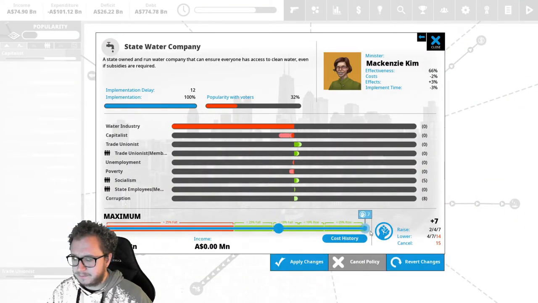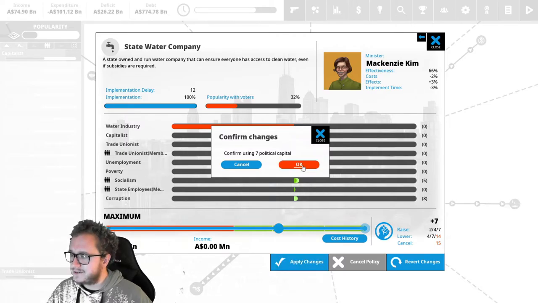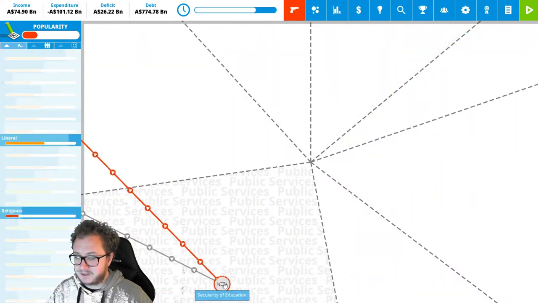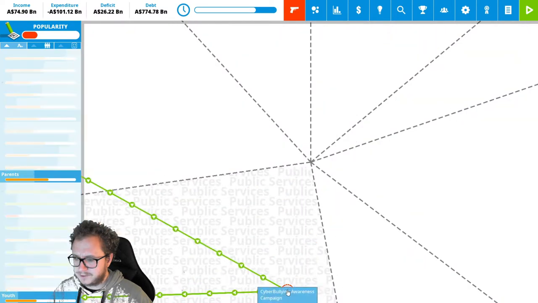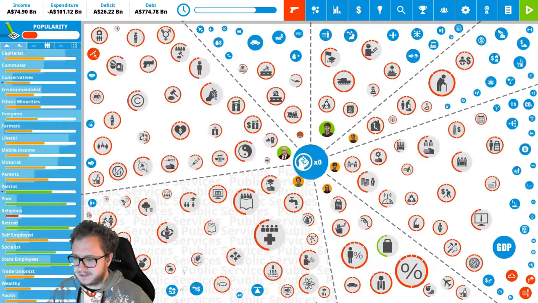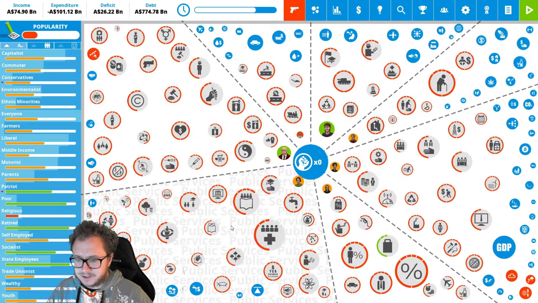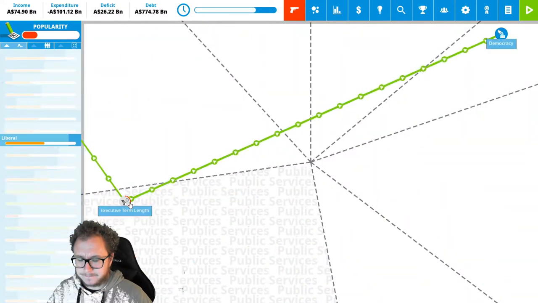I'm going to bump up the state water company to the absolute maximum. This is going to help with poverty, because it means that nobody is going to, at any point ever, not have clean water. So down here as well, no, that's not what I was... No, there's something down here that I'll need to... I just can't remember which one it is. There is something in public services that I need to increase.